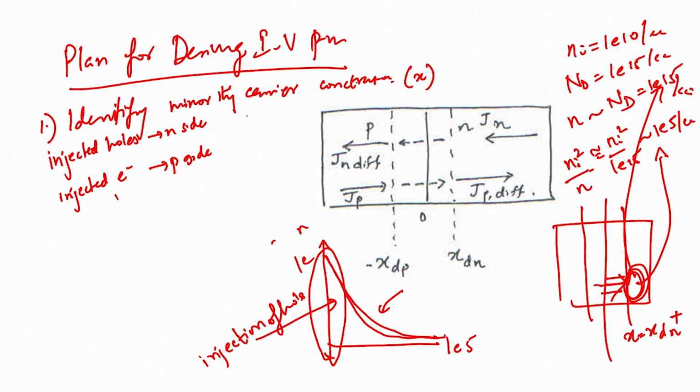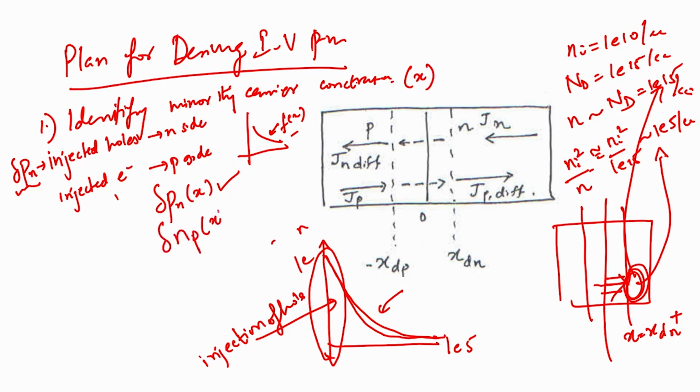We are going to find out what this function, what is f of x, that determines how the population of holes varies. Let me call this delta p on the N side, which is the excess holes on the N side. How does the excess holes on the N side vary with distance? We need to identify this first. How do the excess electrons on the P side vary with distance? We are going to identify this.